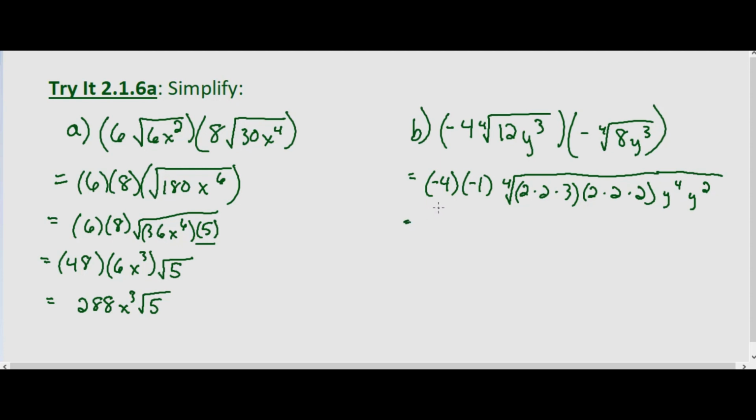So -4 times -1 is just 4. And then let's go ahead and we'll take care of these as we go. Let's break this up into two separate radicals. Fourth root of and fourth root of. So let's look for factors that appear 4 times. 1, 2, 3, 4 2s, so that's 2 to the fourth. That leaves us with 1, 2.